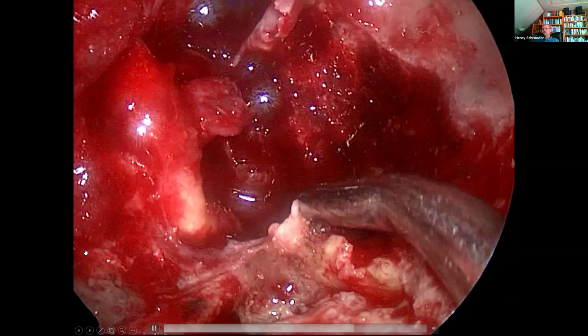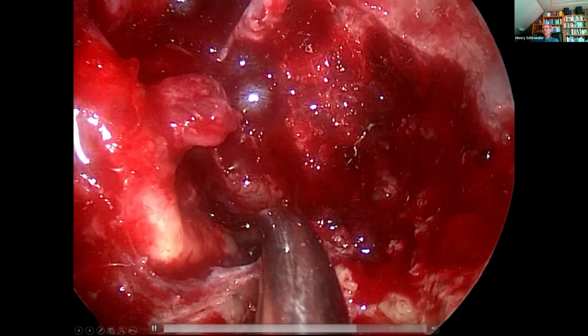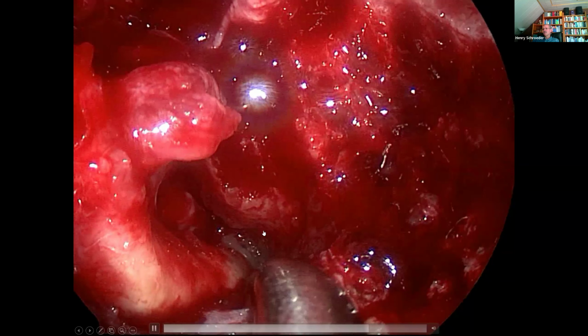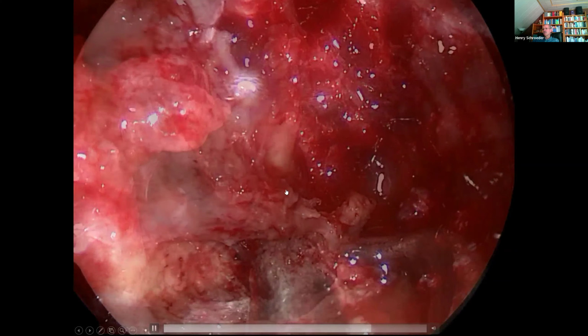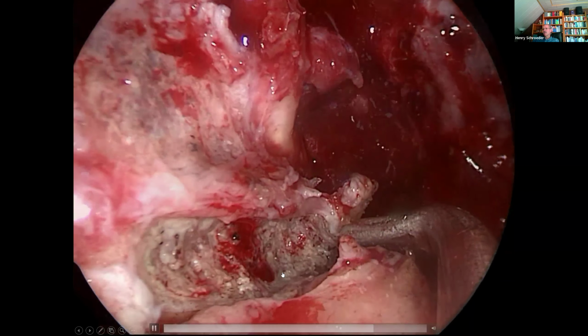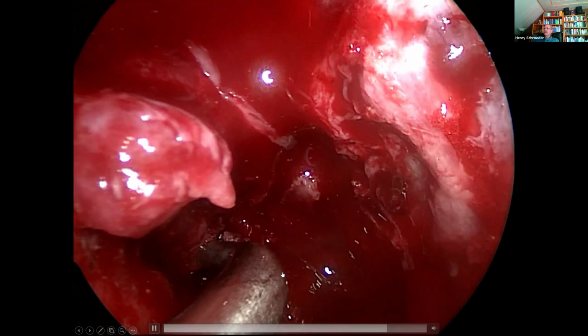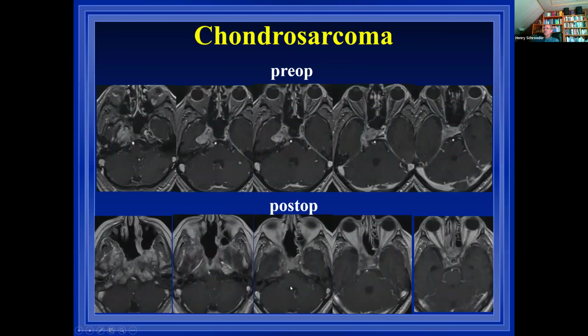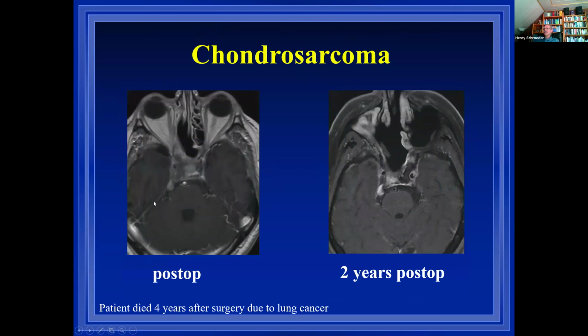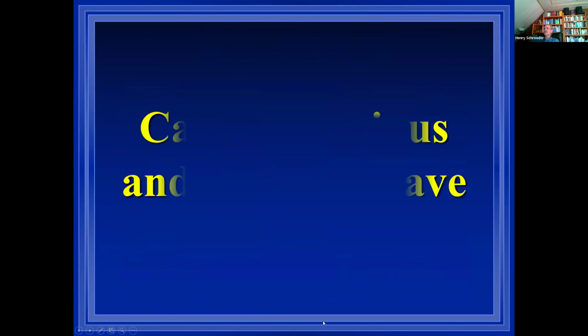So there was no need to go lateral to the carotid. We just came medially, and then we have this curved suction. Again, vidian nerve, just to show you the anatomy. And you see we have a good resection. We left a little part of the tumor which is intradural, and we just observed it. We did not give any radiation because it was a grade 2 tumor, not aggressive. And this is 2 years later. It's the same size, did not grow, and the patient died 4 years after surgery due to lung cancer.